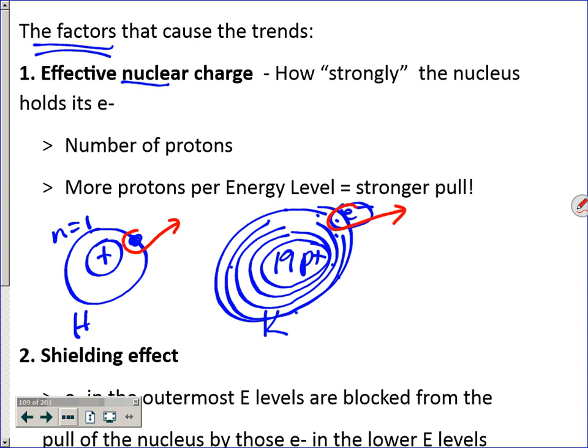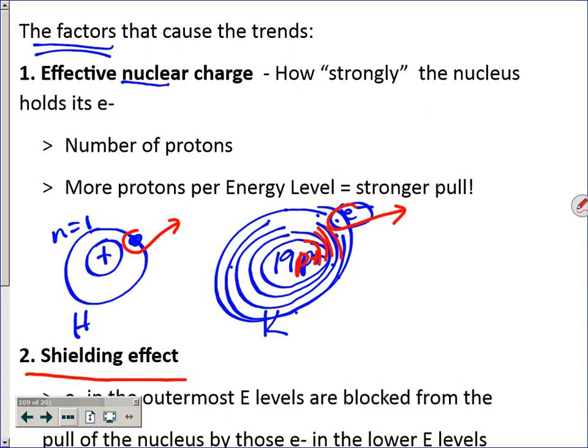Okay, so what we're looking at is not only distance from the nucleus, but what's in between this electron and its nucleus? 3 energy levels, right? So those energy levels are shielding, right? So this is electron shielding, aka the shielding effect. Okay, the protons' charge, those 19 positive charges, are being shielded from the electron by all of these inner energy levels, these inside energy levels.